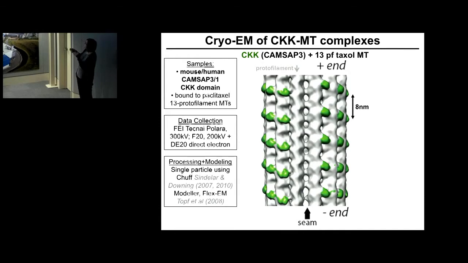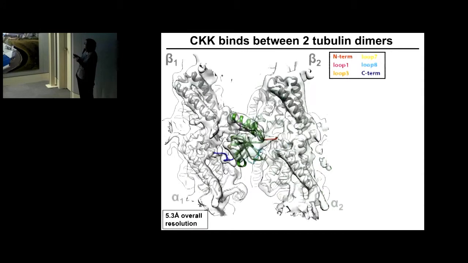And once again, it does not bind to the microtubule seam that's very characteristic of the 13 protofilament microtubules that we were using for our structural experiments. Using the same averaging technique to average multiple protofilaments together, we were able then to focus in on the organization of the CKK binding site on the microtubule lattice.